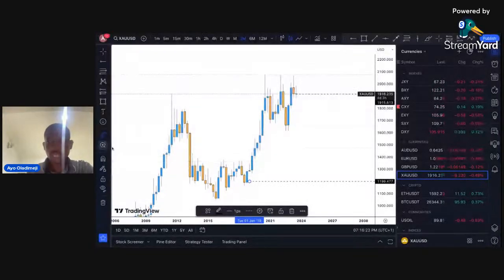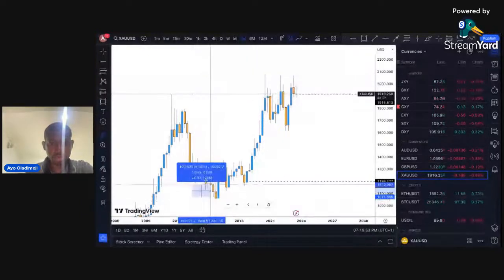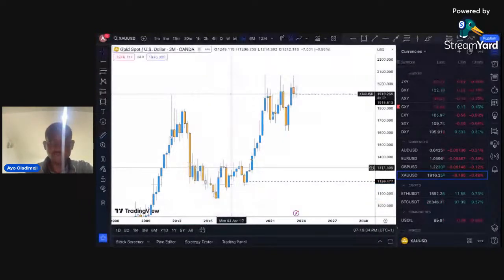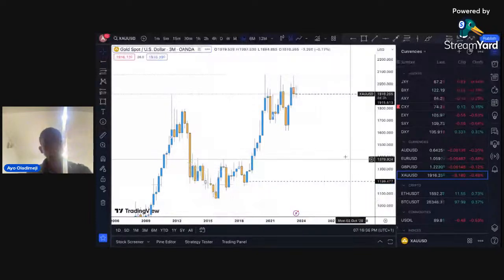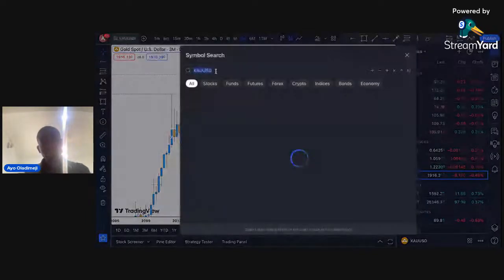I won't be using slides today. I'll just go straight to the chart so that you can see what we are talking about. Let's look at Euro USD. Let's work with Euro USD. So this is Euro USD.